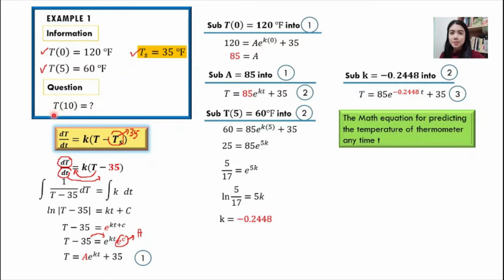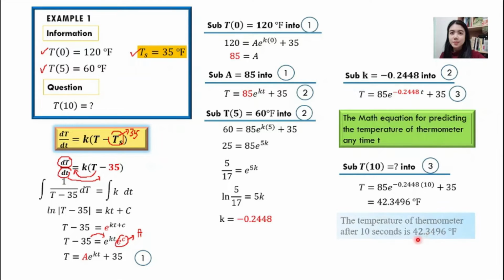The question says, what is the temperature of the thermometer at the time equal to 10? So we're going to substitute into your equation number 3. It means that your time is actually 10. So we substitute time is 10 into this equation. Use your calculator to get the value. So you have the temperature is actually 42.3496 degrees Fahrenheit. So this is basically the temperature of the thermometer after 10 seconds.